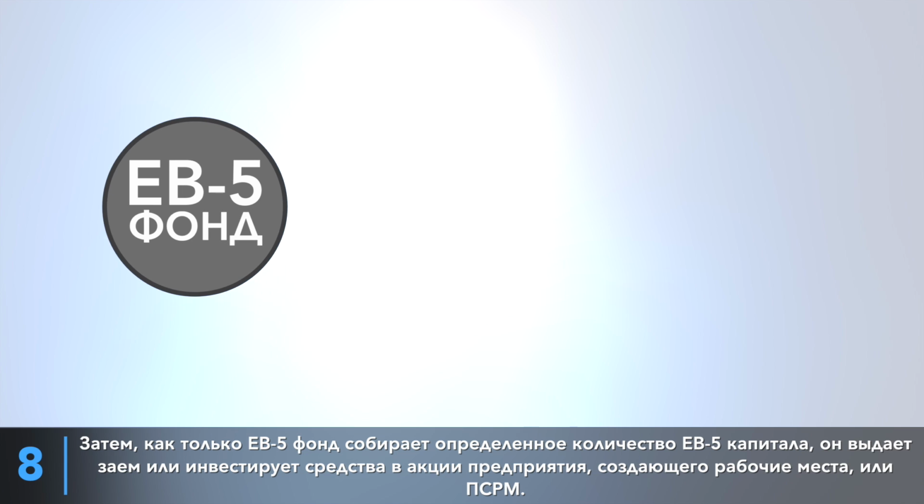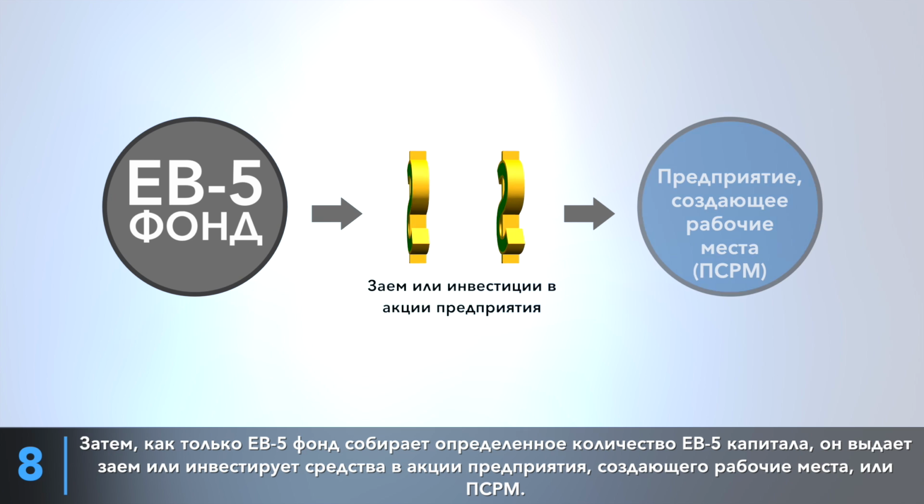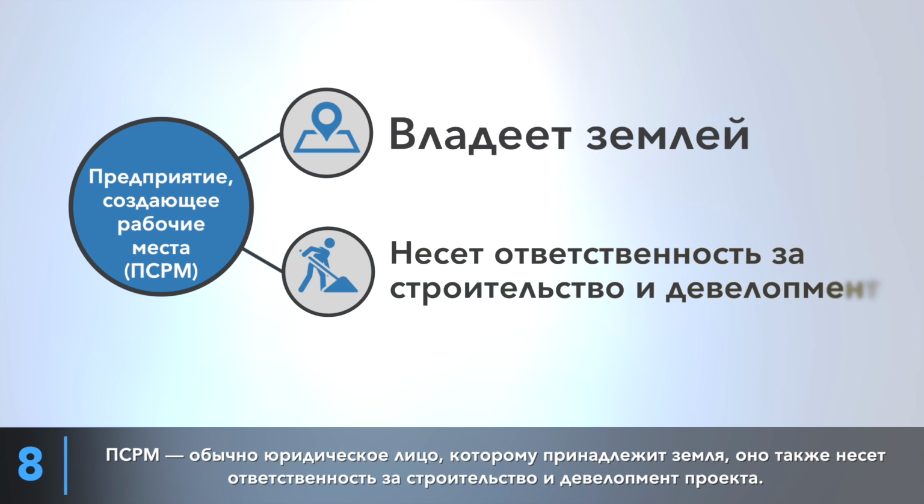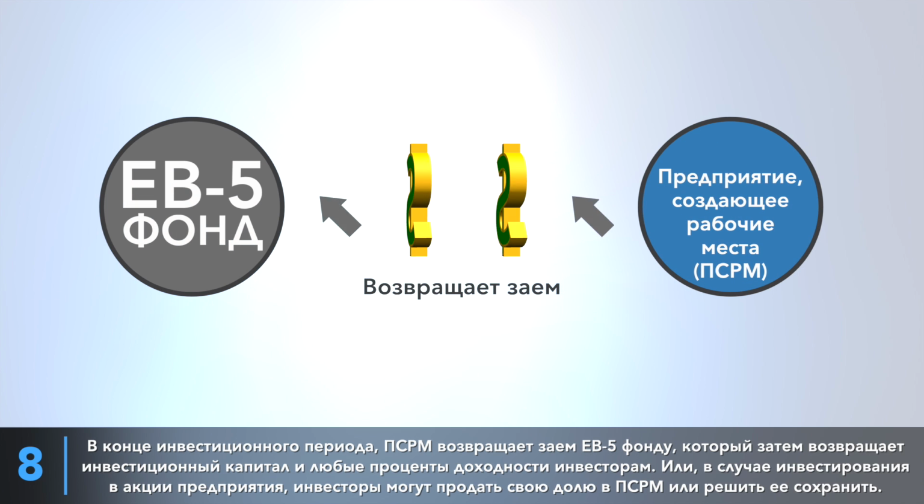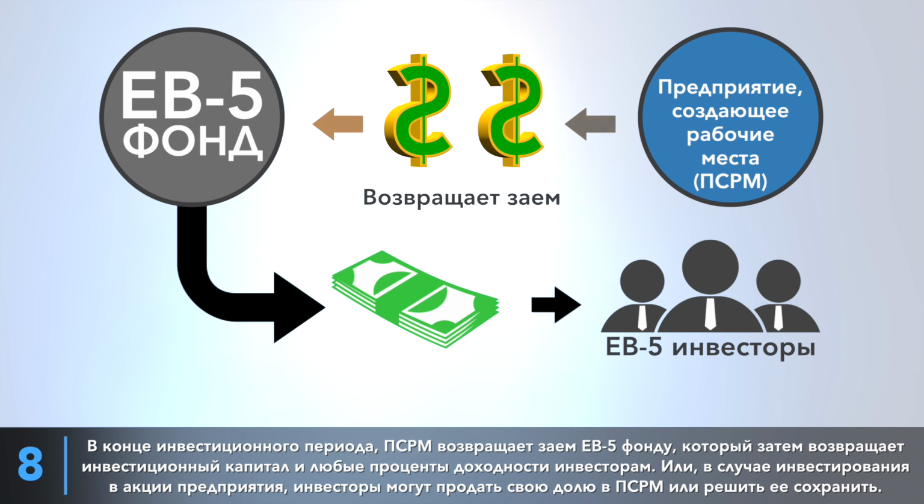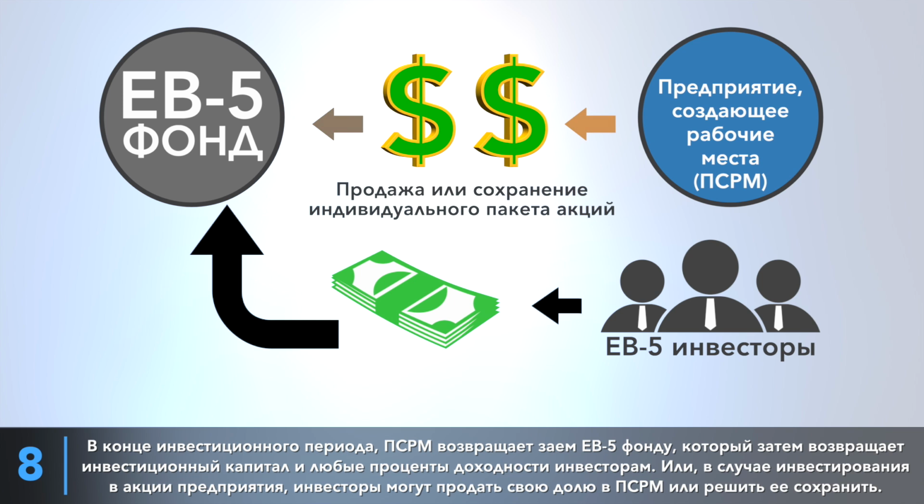Then, once the fund accumulates a certain amount of EB-5 capital, it makes a loan to or equity investment in the Job Creating Enterprise, or JCE. The JCE is typically the entity that owns the land and is also the entity responsible for the construction and development of the project. At the end of the investment period, the JCE repays the loan to the EB-5 fund, which then returns the investment capital and any accumulated returns to investors. Or, in the case of an equity investment, the investors can choose to sell or retain their individual stakes in the JCE.